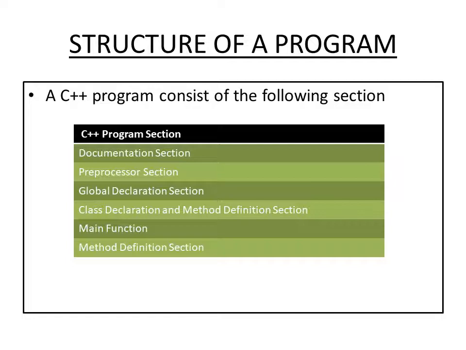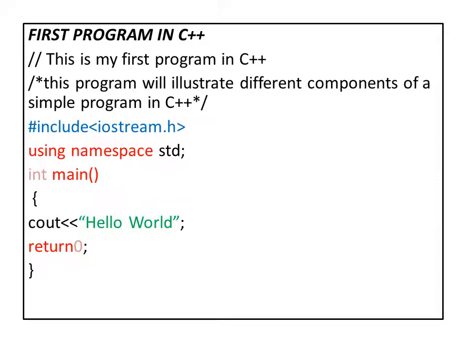Each program is divided into sections. One is the documentation section, preprocessor section, global declaration section, class declaration, method definition section, main function, method definition section. Now this is an example of a program. This is the first program in C++.